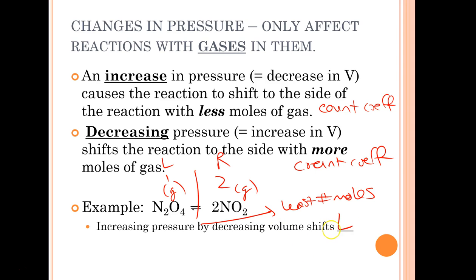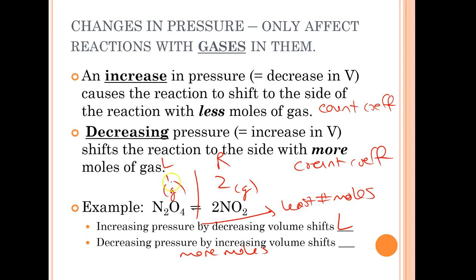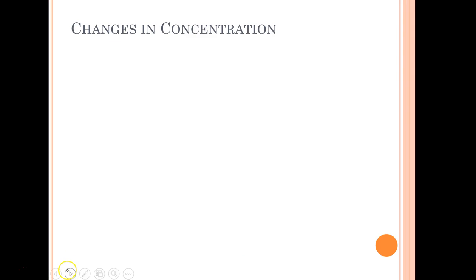It's going to shift left, and literally that's what you're right. Shifts left. If you decrease the pressure, it's going to do the other side. It's going to go to more moles. So I have 1 on the left, 2 on the right. It's going to go to the right. And that's really all you need to figure out, which direction is going to shift. That is the big trick for doing these.